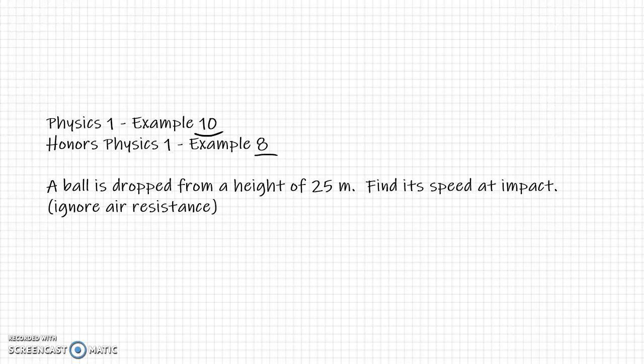So we have here a ball being dropped from a height of 25 meters, and we want to find its speed at impact. Remember, this is the speed at the impact, not after it's come to rest on the ground. We are told that we are supposed to ignore air resistance.